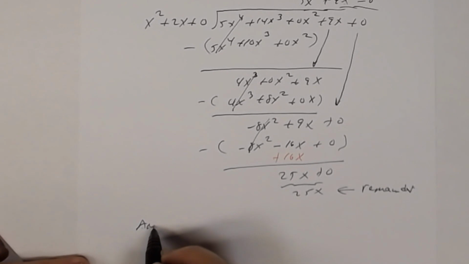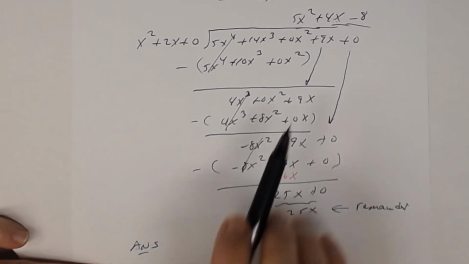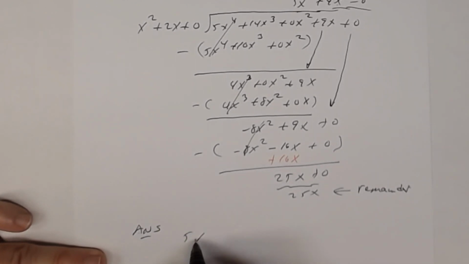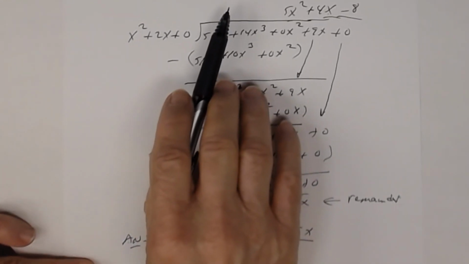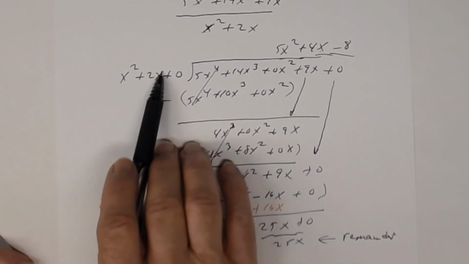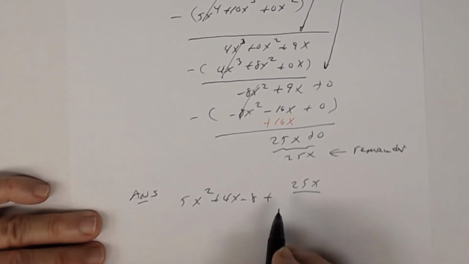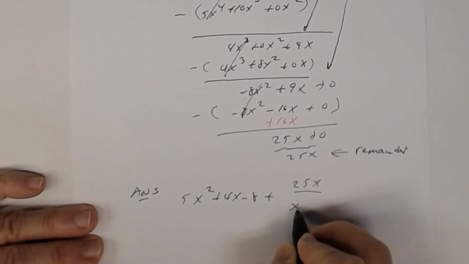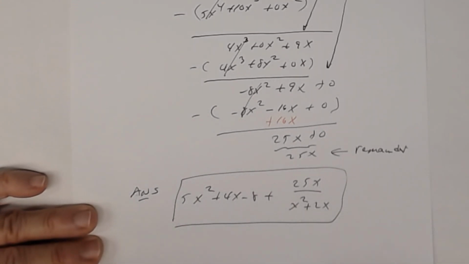And so then the answer, you're going to say the quotient, which is this, so 5x squared plus 4x minus 8 plus, you must say plus, the remainder divided by the divisor. And if you're going to say this is the divisor or this is the divisor, just make sure you don't put the 0 in your answer. So it's just x squared plus 2x. And that's it. So that's the answer.